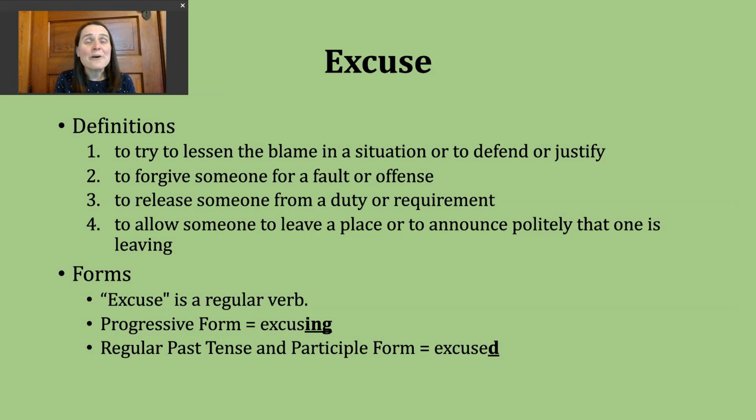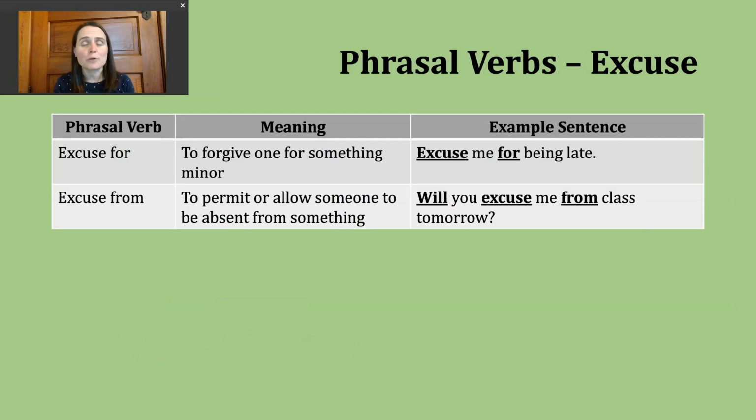Now, let's take a look at some phrasal verbs with excuse. You are likely to hear excuse for, which means to forgive one for something, and generally it's something minor, not something serious, not something that was very harmful. An example of this might be, "Excuse me for being late." Here, someone is asking to be forgiven, and maybe if they're just a couple minutes late, that's a small mistake, a minor mistake.